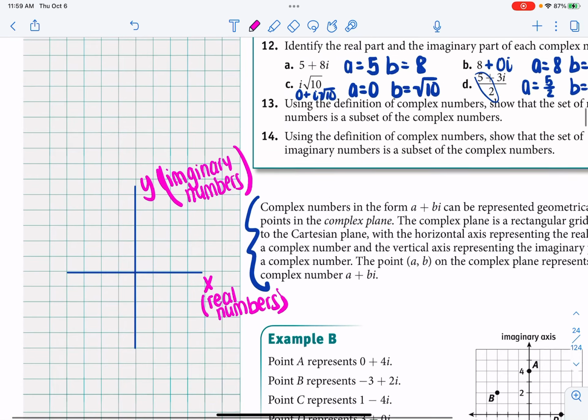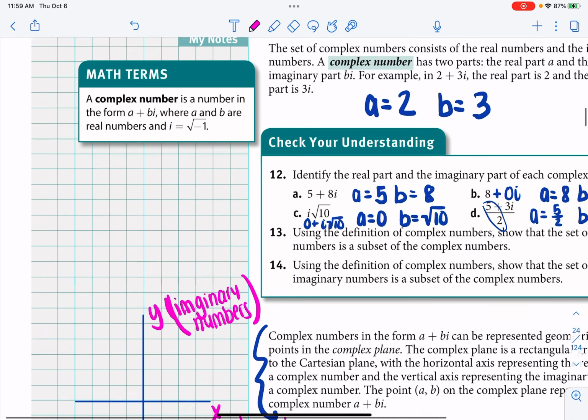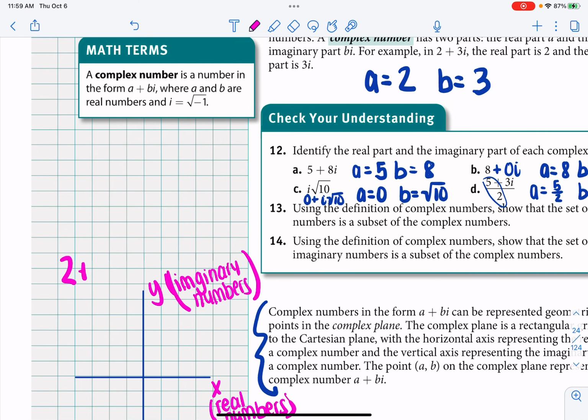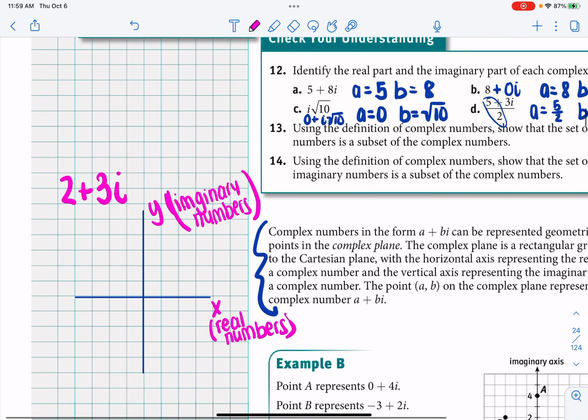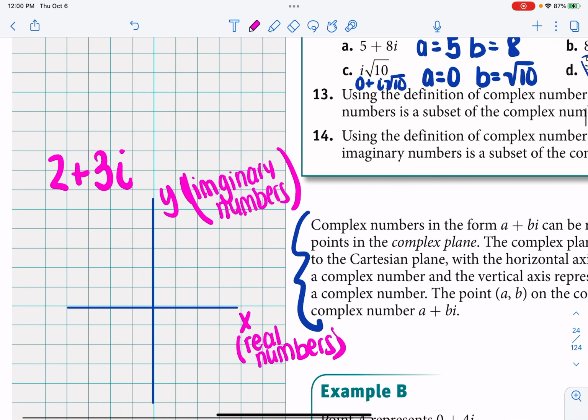Okay. So let's look at 2 plus 3i. Here's how you would graph this, okay? That 2 tells you it's your real number, it's your a value. So you're going to go right 2 in your x direction. And that positive 3 is your imaginary number, so you would go up 3. So you graph that point right there, okay?